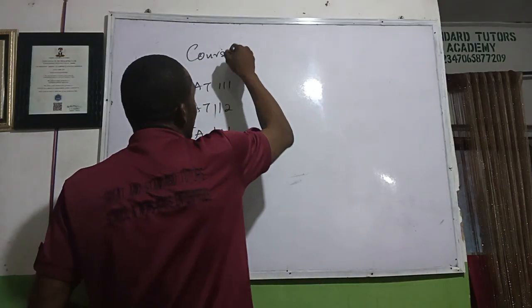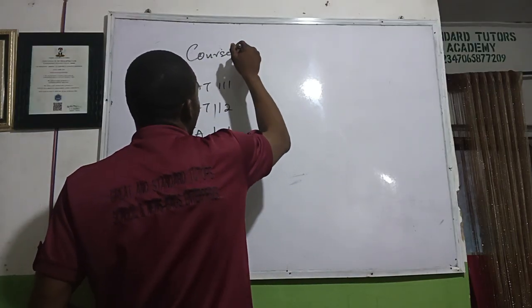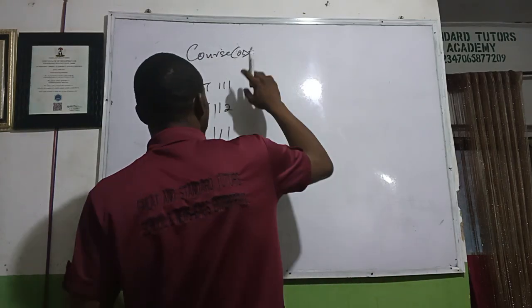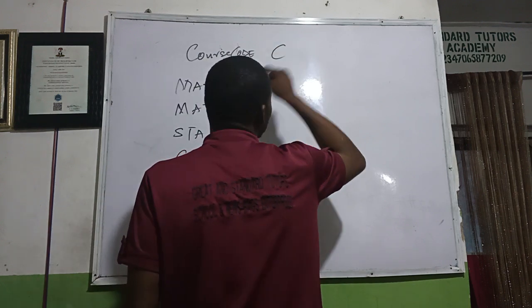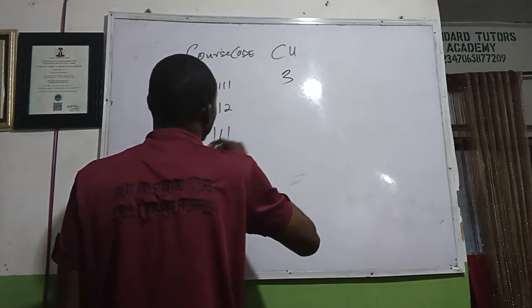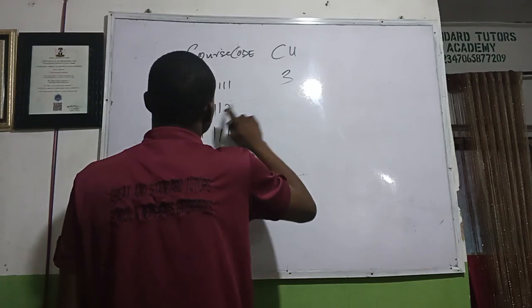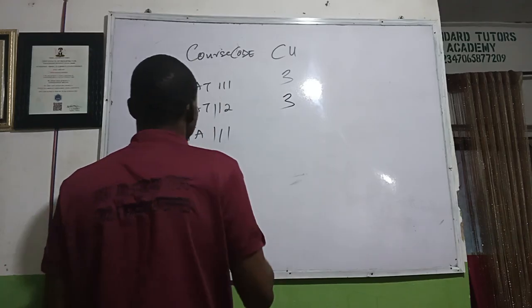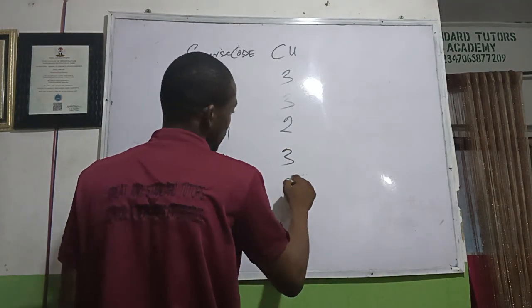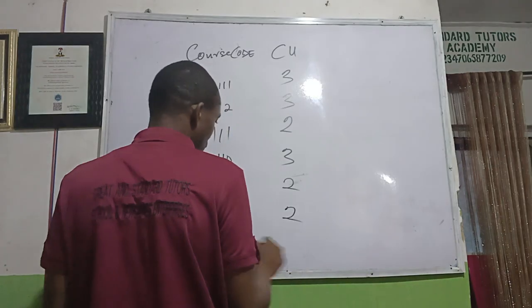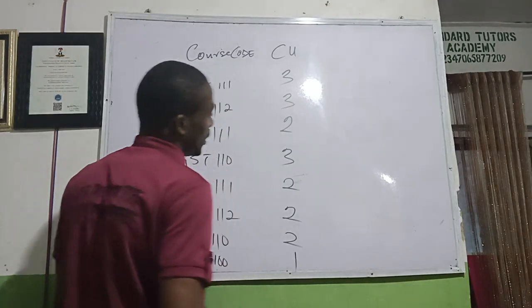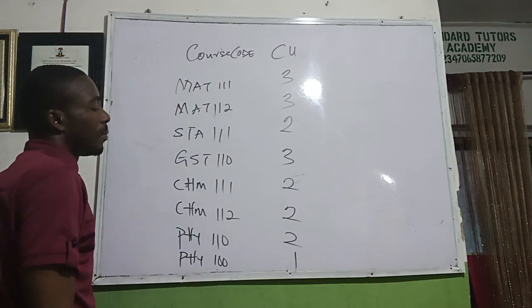Now let me put the credit units. This is 3 credit load. This is also 3 credit load. This is 2. This is 3. This is 2. This is 2. This is 2. And this is 1. Now we have all these credit loads completed.